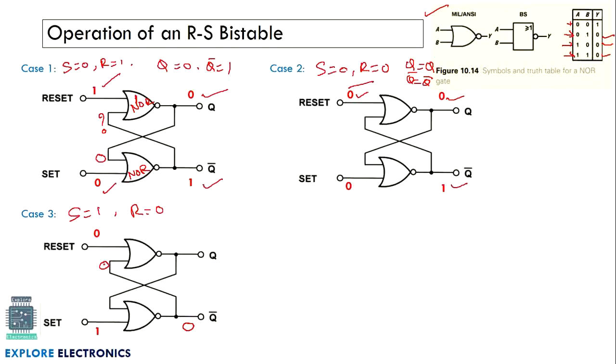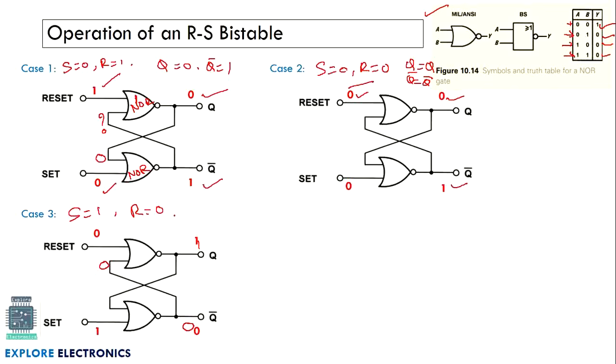This 0 will be coming over here. For 0 0, the output of the NOR gate is 1. You can observe here. For 0 0, it is 1. So 1 will be the output. Let us see. 1 will be the output at Q and 0 will be the output at Q bar.